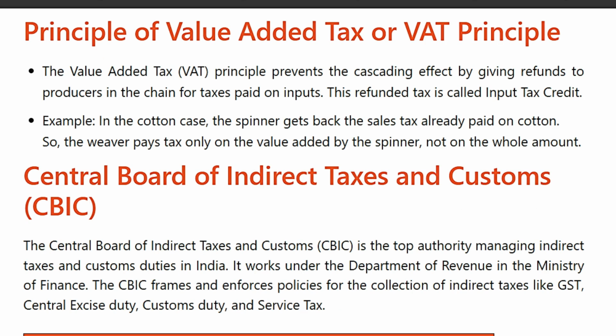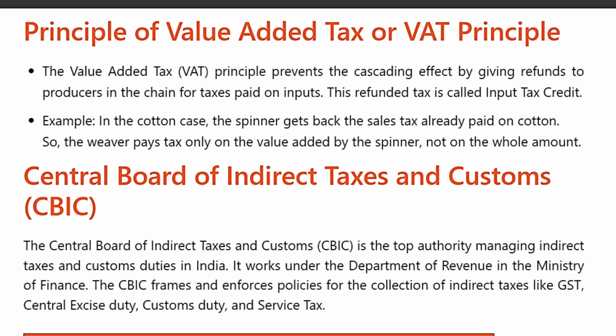Principle of value-added tax or VAT principle. The value-added tax, VAT, principle prevents the cascading effect by giving refunds to producers in the chain for taxes paid on inputs. This refunded tax is called input tax credit. Example, in the cotton case, the spinner gets back the sales tax already paid on cotton. So, the weaver pays tax only on the value added by the spinner, not on the whole amount.